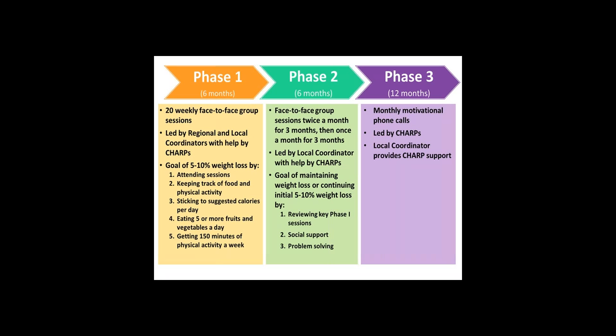So that happened for 6 months. That's your weekly session. They then transitioned to the second phase where we're slowly transitioning them to be on their own. So then they went to face-to-face meetings twice a month for 3 months and then once a month for 3 months. And this time it's just the local coordinator, so just that person in their county, and they're being helped all along through our community health advisors.